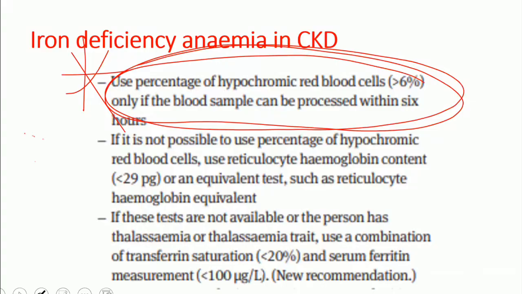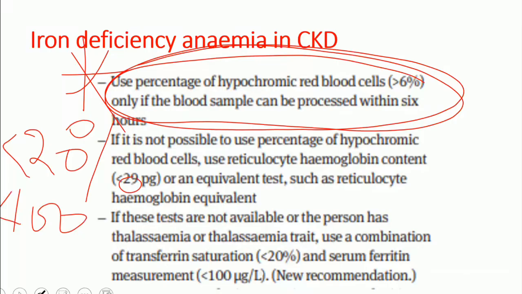The cutoff is transferrin saturation less than 20%, ferritin less than 100 in a non-dialytic patient, less than 200 in a dialytic patient. So these are the cutoffs to diagnose significant iron deficiency. Either use the percentage of hypochromic cells or you use the ferritin as your guide.